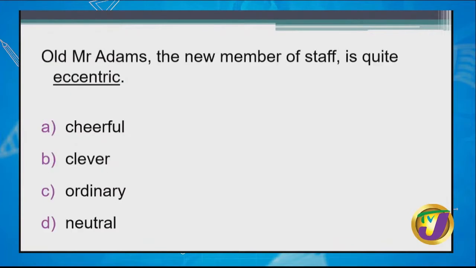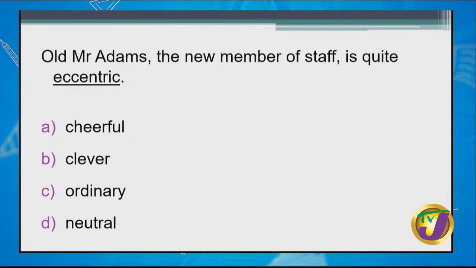All right, so let's look at the next sentence. Old Mr. Adams, the new member of staff, is quite eccentric. I know a friend of mine once said that eccentric is what you use to describe a certain type of person who is either very smart or very rich. And anyone who is not very smart or very rich, you just call them a totally different name entirely. So what does it mean when you describe someone as being eccentric? And therefore, what is the opposite of that?